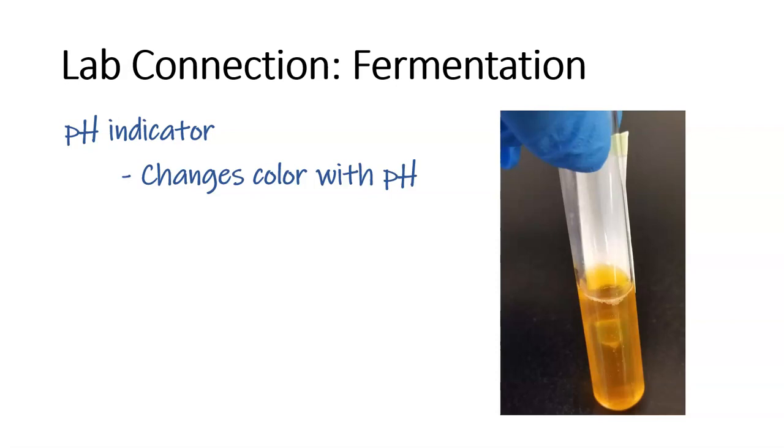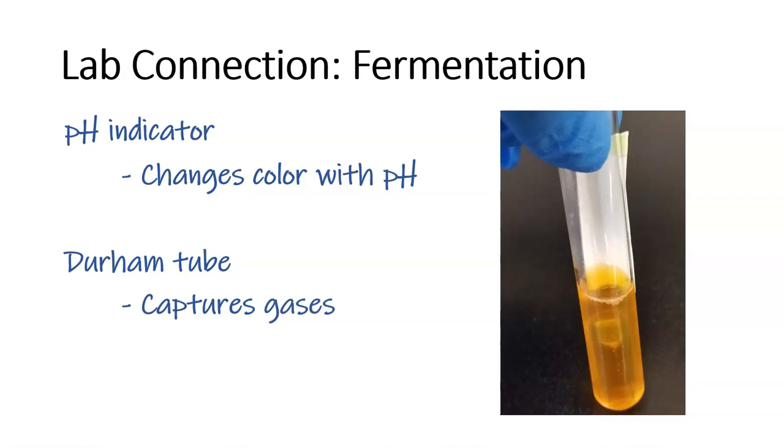Because acids are a common fermentation end product, this is an easy way for us to look for evidence of fermentation. This particular assay also includes a Durham tube. This is like the one that we saw in the nitrate test. And these Durham tubes, all they do is they capture gases, right? So in the nitrate test, it was capturing the nitrogen gas that might be released as a product of nitrogen reduction. Here, it might be capturing carbon dioxide or hydrogen gas that are also common products of fermentation.